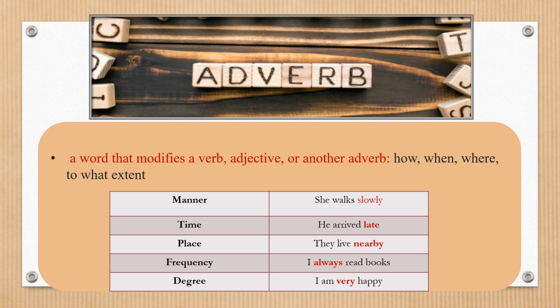Adverbs of manner, like she walks slowly. Adverbs of time, such as he arrived late. Adverbs of place, like they live nearby. Adverbs of frequency, such as I always read books. Adverbs of degree, such as I am very happy. So, adverbs add detail and clarity to your sentence.